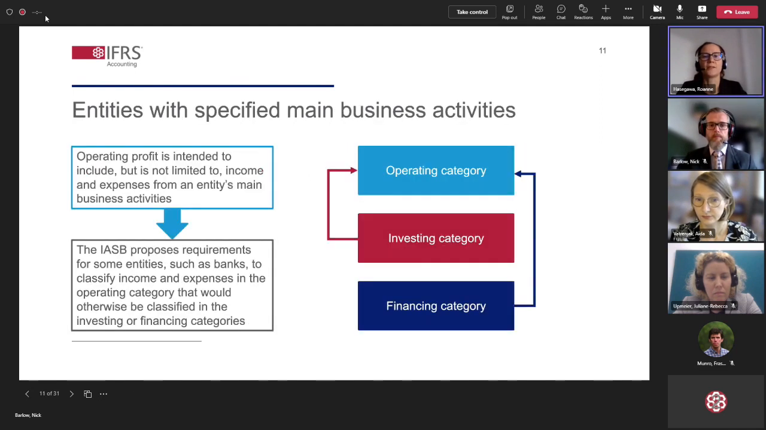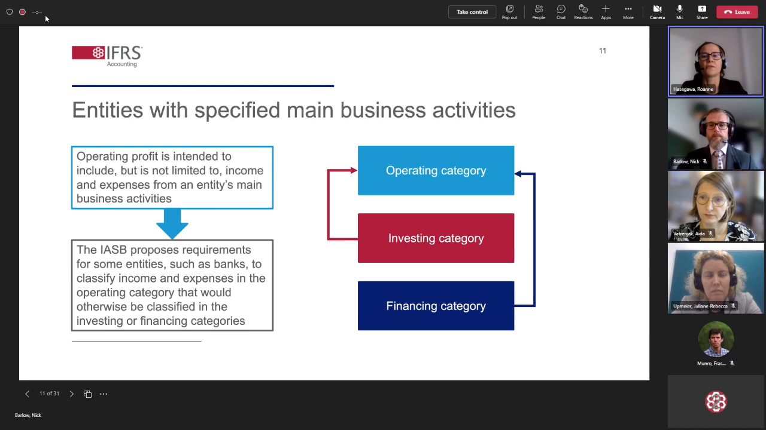And next, entities with specified main business activities. Operating profit is intended to include key metrics of operating performance. Applying the proposals just discussed, entities such as banks would classify interest expense on loans they use to finance their operations in the financing category.